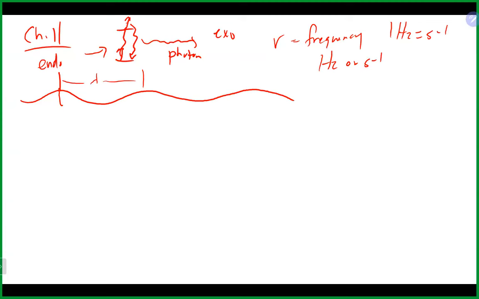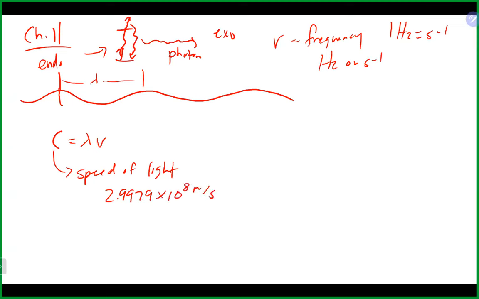We saw an equation that relates the wavelength and the frequency, and that is c equals the wavelength times the frequency. c is the speed of light, 2.9979, I think, times 10 to the 8 meters per second. And again, that's a constant. A lot of people will use it as 3 times 10 to the 8, but I think they want you to remember that number there.